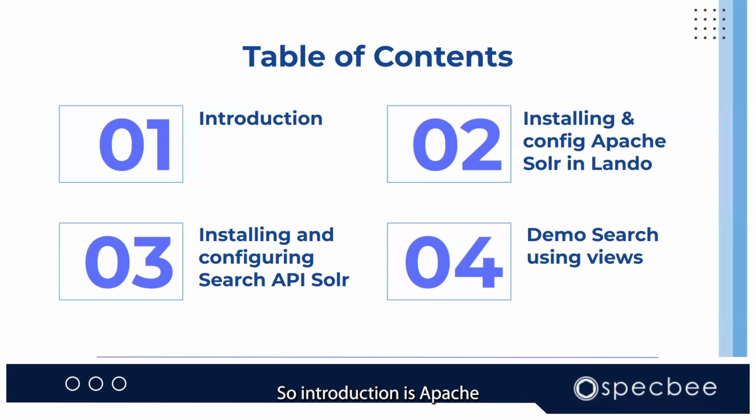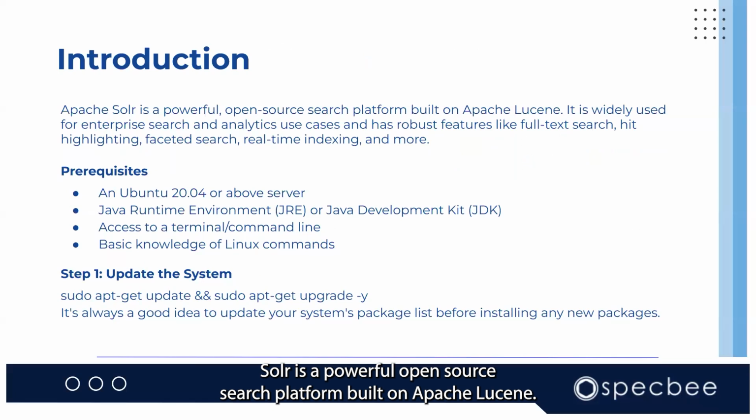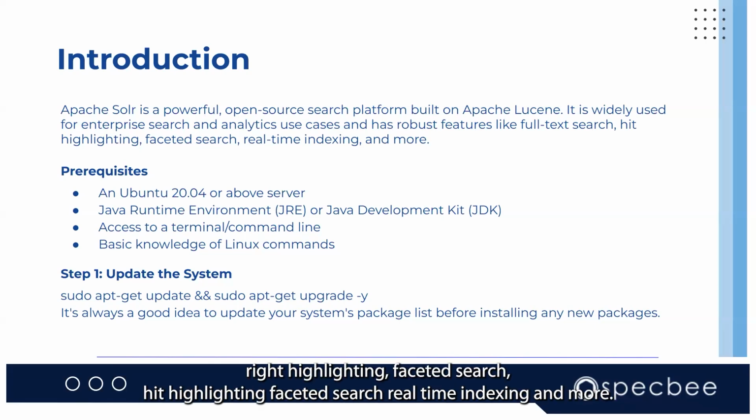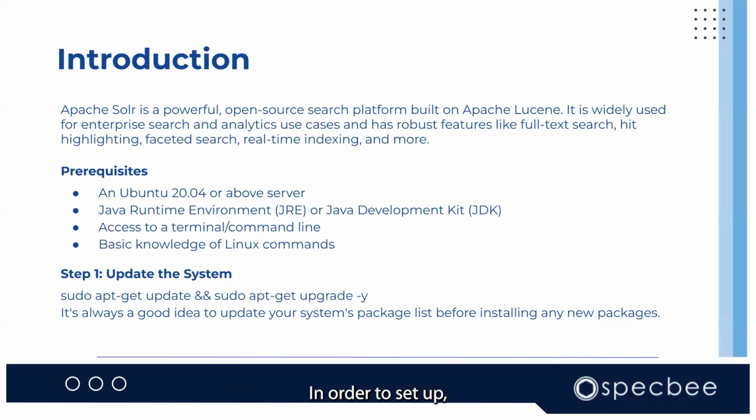So the introduction: Apache Solr is a powerful open source search platform built on Apache Lucene. It is widely used for enterprise search and analytics use cases and has robust features like full text search, highlighting, faceted search, real-time indexing, and more. In order to set up Apache Solr, we need the following: Ubuntu Server 20.0 or above, Java runtime environment, command line terminal, and basic knowledge of Linux commands.